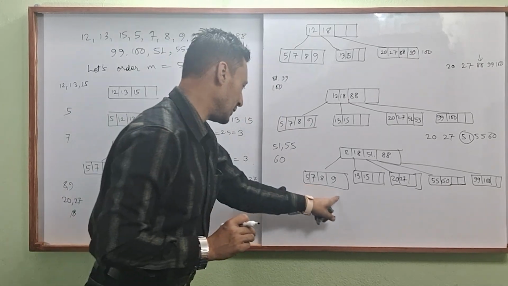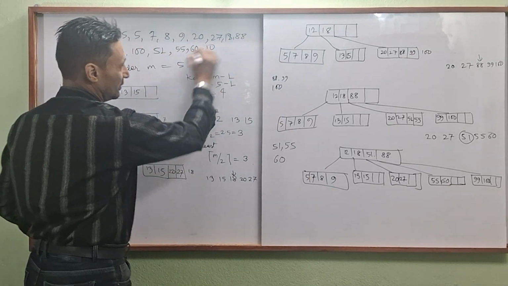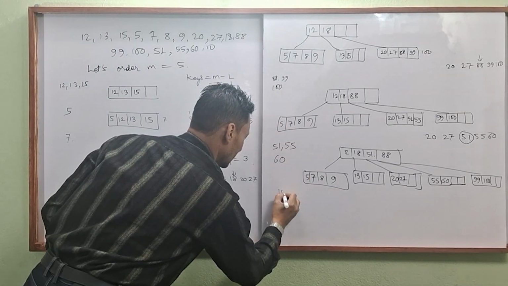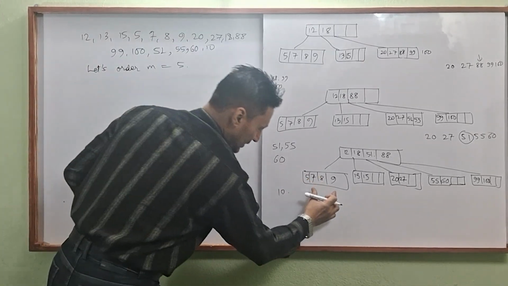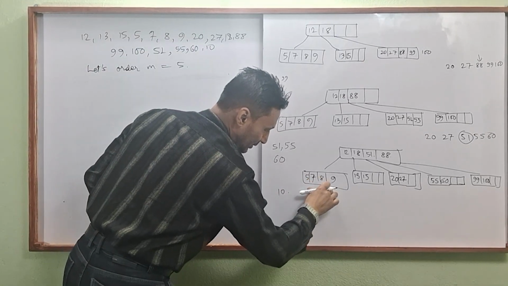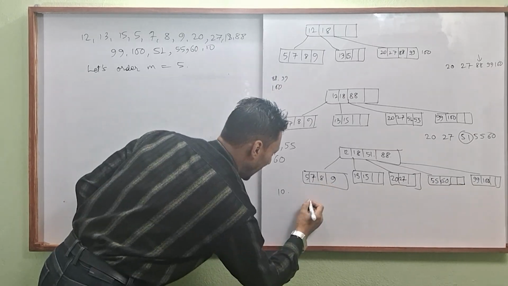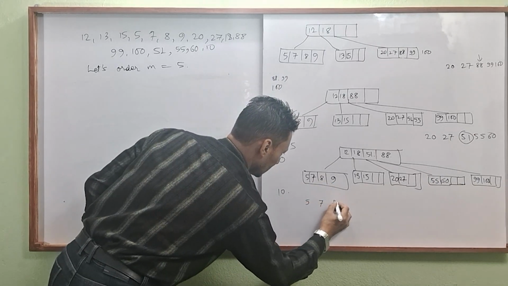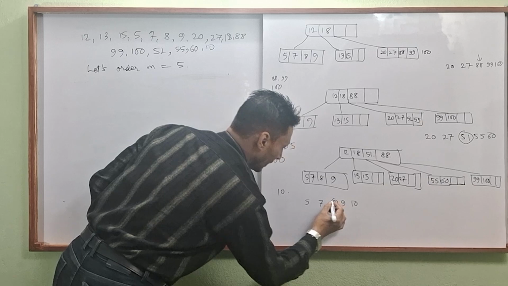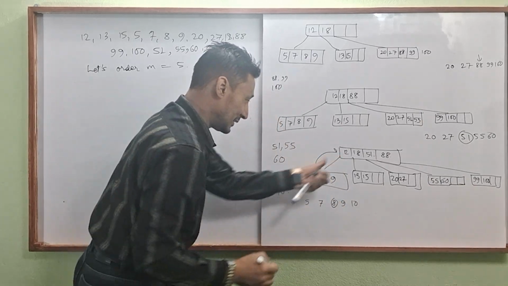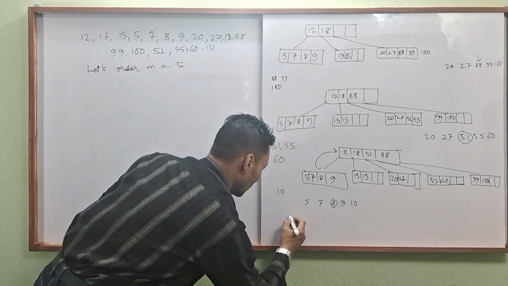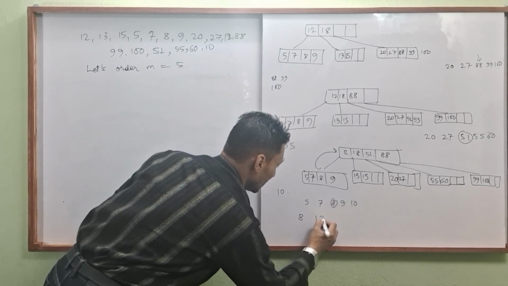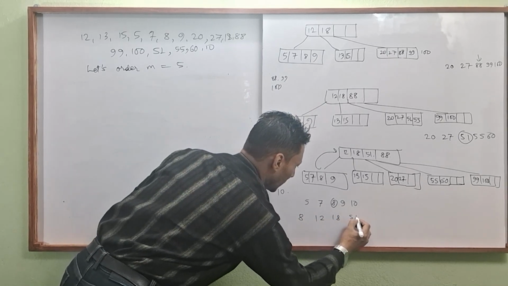Let's suppose we are having 10 here. Okay, there is another value 10. Now let's see what will happen. Now when we have to insert 10, we have to look here. This node is already full, so we have to arrange it. Now this is the middle value. This will be promoted here, but the root is also full, so 8 will be promoted here. Now we have to rearrange it: 8, 12, 18, 51, 88.